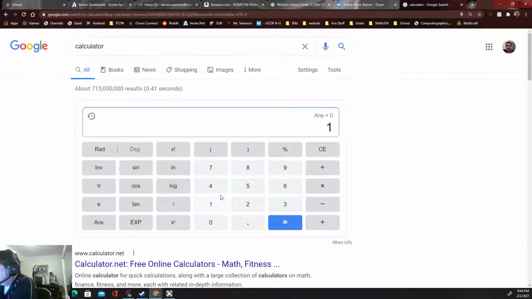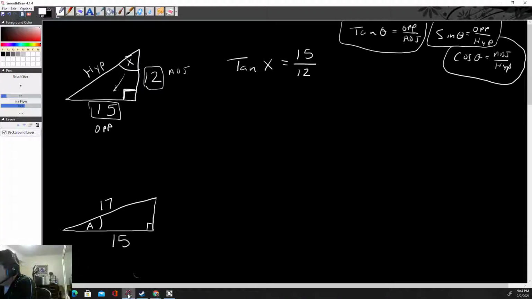All right, so let's go ahead and bring out the calculator. We're going to do 15 divided by 12 is 1.25. So let's go back here. So tangent of x is equal to 1.25. But I don't want to know what the tangent of x is. I just want to know what x is. So x is equal to tangent negative 1, that's the arctangent, of 1.25. And then we'll figure out what x is right now when we stick this in the calculator.